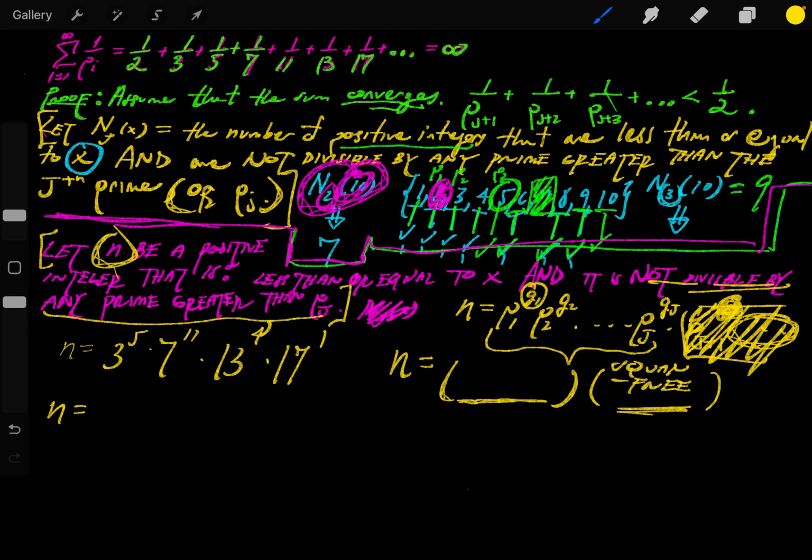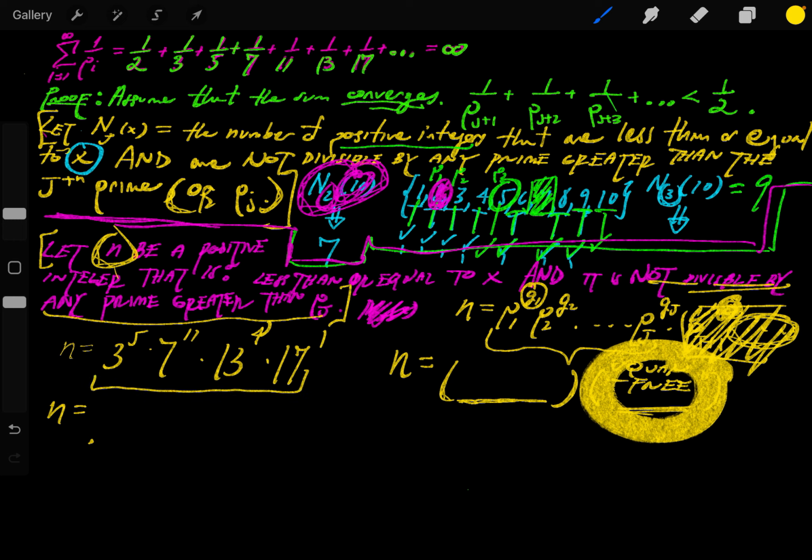Now, what is square free? You want this number over here to be square free. So, how do I do that? I can take from this. There's going to be some prime factorization of n. Every single number has a prime factorization. Let's say that this is the prime factorization. We know that it doesn't involve any prime greater than the jth prime in its prime factorization.